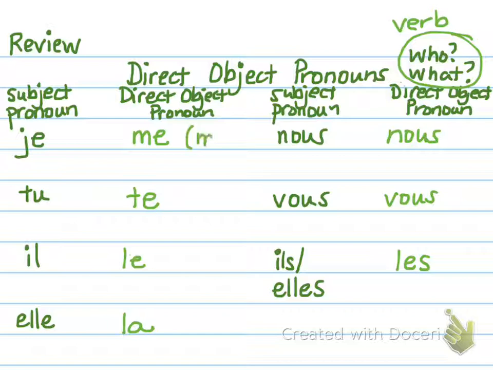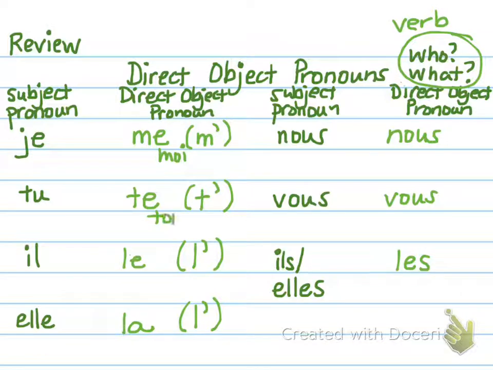And me becomes M apostrophe before a vowel or a silent H. Te becomes T apostrophe, and le becomes L apostrophe before a vowel or silent H, and L apostrophe here for la. And then in the imperative, me becomes moi, and te becomes toi. So again, these are direct object pronouns, and direct object pronouns are answering the question who or what of the verb.